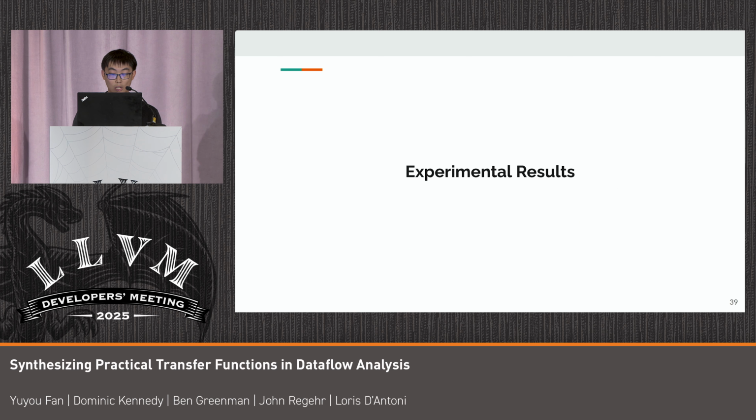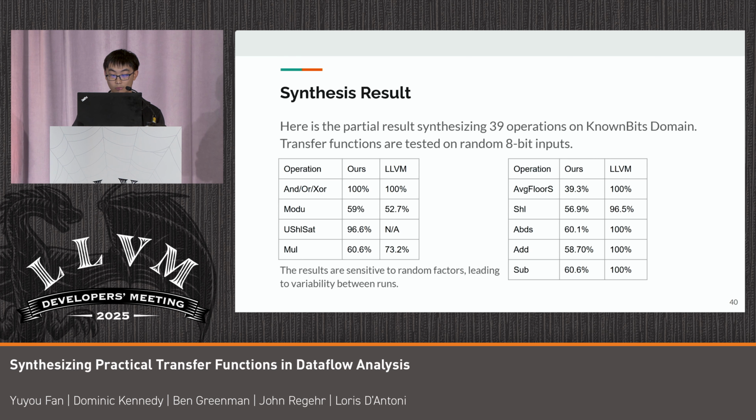So finally, here is our experiment result. Here is some partial result. We synthesized 39 operations on Gnome's domain on transfer functions. They are tested on random 8-bit inputs. The table on the left is some transfer function. We did a good job.